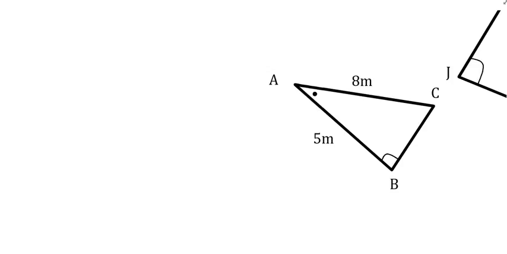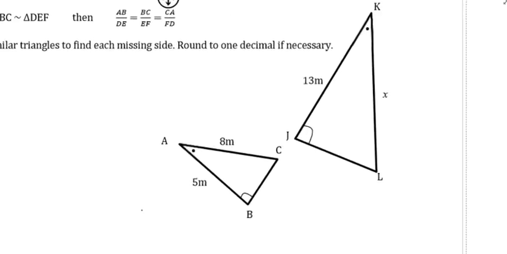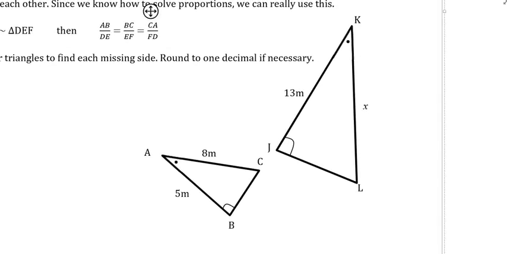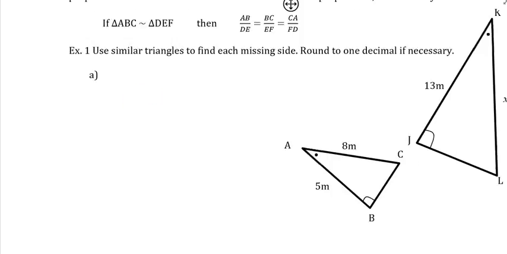Okay, so let's take a look at the first question. Use similar triangles to find the missing side that's indicated. So in this case, we're looking for x, round to one decimal place if necessary. Can somebody tell me two angles that are equal in this picture? Ethan. A and K. And how do you know? Yeah, the little dot, right? So we're going to do that. A equals K. Okay, another one?